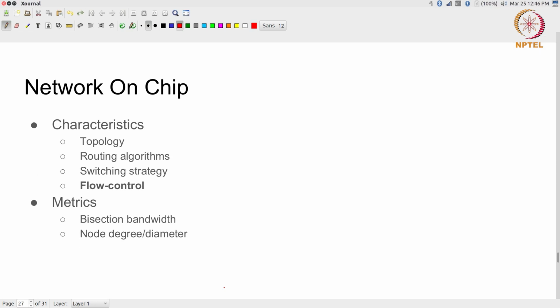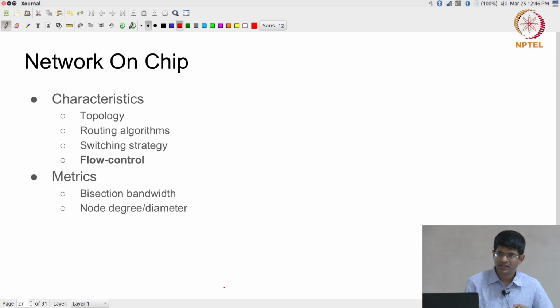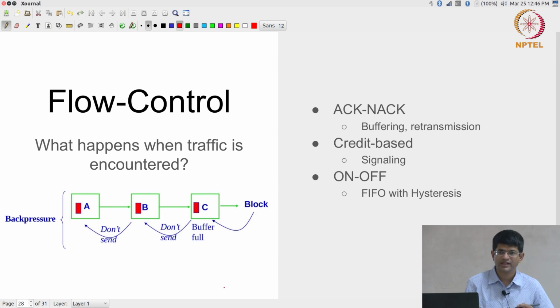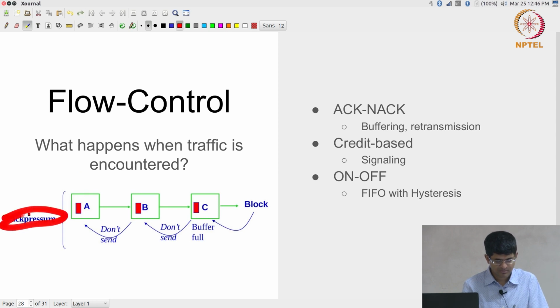Okay, so this brings us to the last part of the principles of network on chip, at least the things required to understand it, which is something called flow control, okay. So what does flow control refer to? Essentially it's saying what happens when traffic is encountered, right. What if you are not able to send data on a link? This term over here, back pressure, right, is a very important term for you to keep in mind, because you will be using it extensively even while designing the modules that you are going to use for your project or any of the further stages.